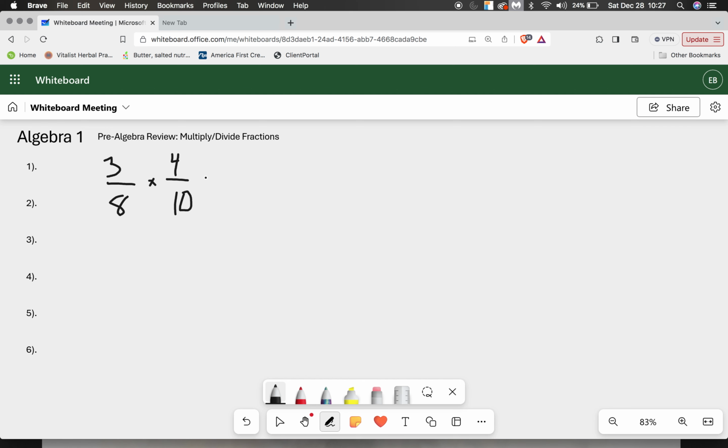Now when we're multiplying fractions, unlike adding and subtracting fractions where we have to make sure that our denominators are the same, with multiplying it's super nice and easy because we don't have to make sure these are the same. We can multiply fractions that are completely different with no issues. So let's just do this one.